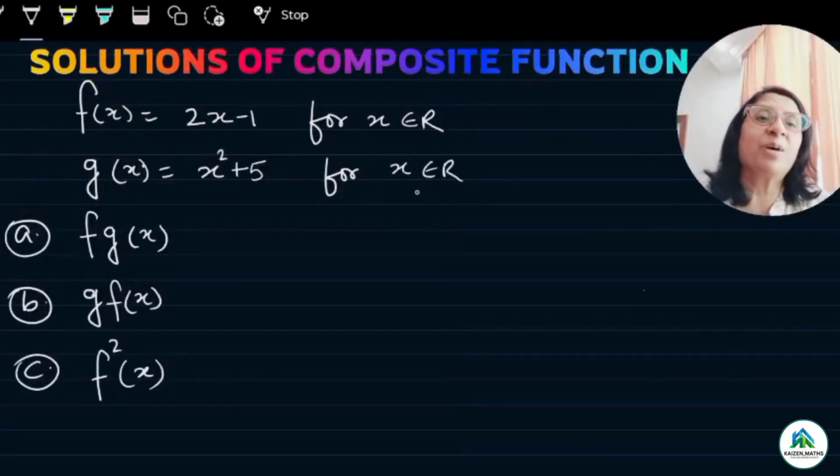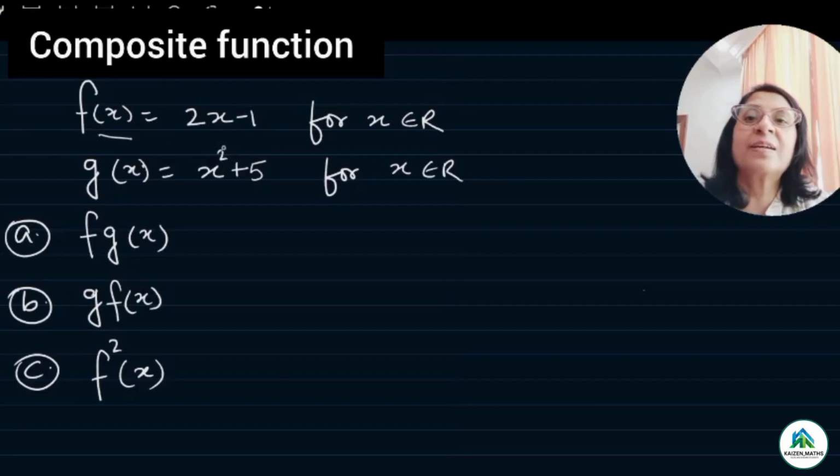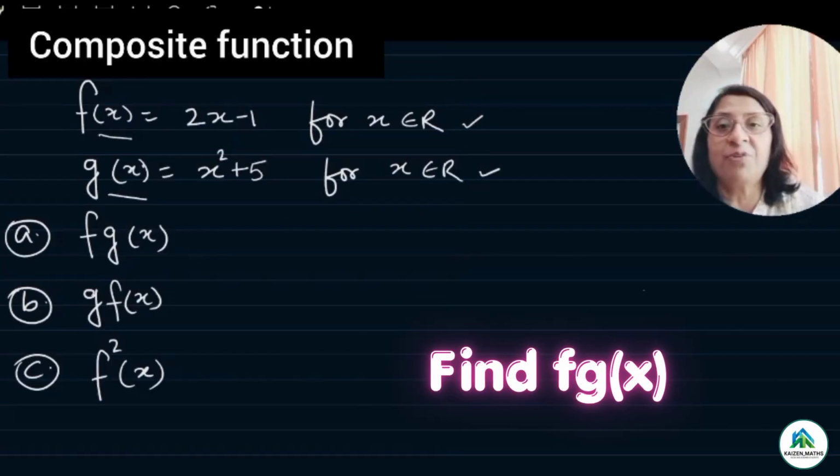How to find out composite function, and what is composite function? Here we have f of x is equal to 2x minus 1 and g of x is given x square plus 5, and for here all the x is all the real numbers, right? Then how to find out f of g of x?